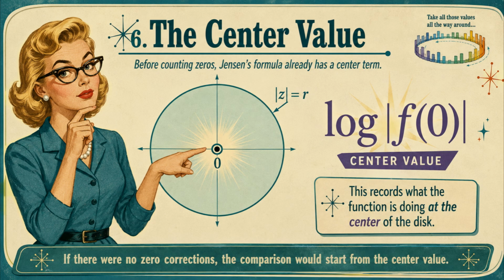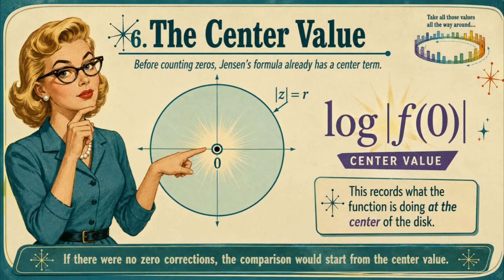Let's go to idea 6, the center value. Jensen's formula begins with the measurement at the center. The center is the point 0. At the center we measure the log of the size of the function. In spoken language, take the function at the center, take its size, then take the log. That gives the center value.